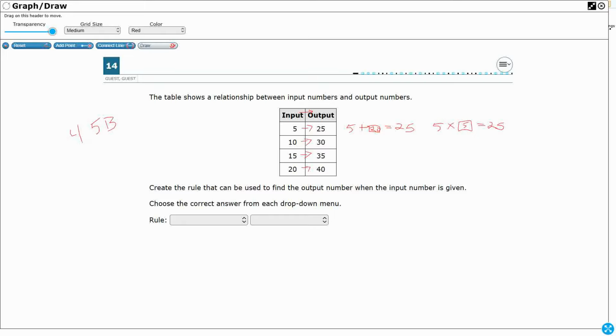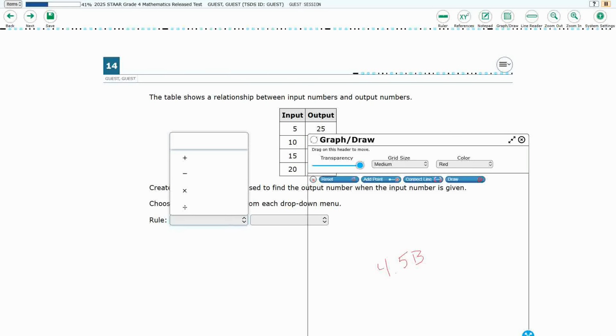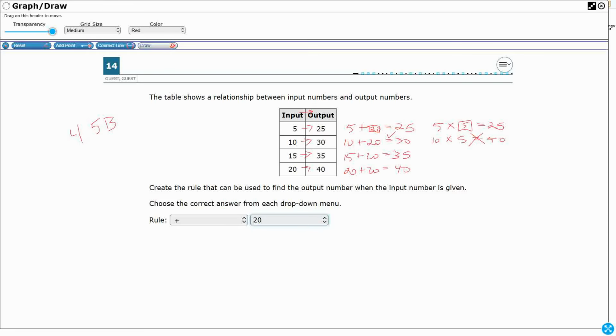That's why we tested. So let's do 10 plus 20 equals 30. Yes. And then 10 times 5 equals 50. That's not what we need. So I'm thinking it's plus 20. Let's just verify. 15 plus 20. Yes, 35. And 20 plus 20 equals 40. All right, so we are going to add 20. So let's get plus and then 20. And that is how we get our answer.